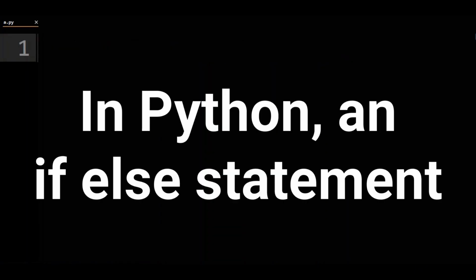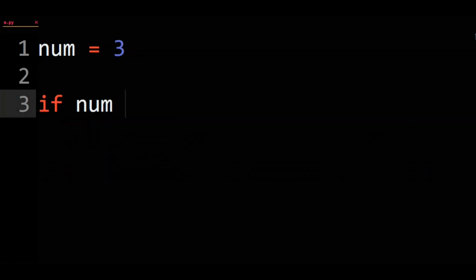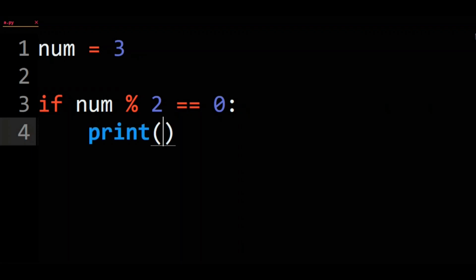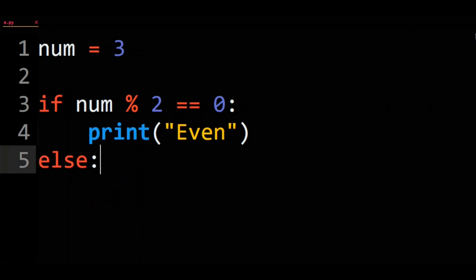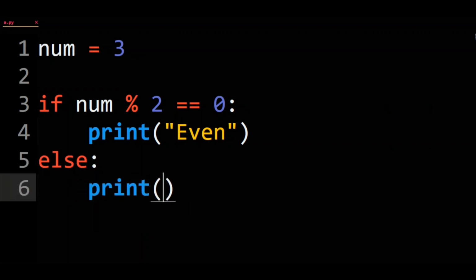In Python, an if-else statement runs some code if a condition is true. Then, some different code is run if the condition is false. Let's do two examples. Num equals 3. Let's print even if the number is even and odd otherwise. So, if num mod 2 equals 0, colon, print even. Else, colon, print odd. I've done a video on the modulo operator before. I'll link that down below.